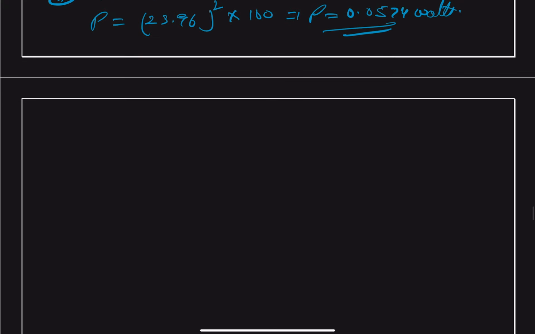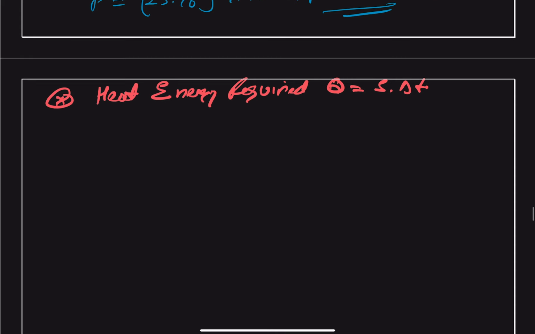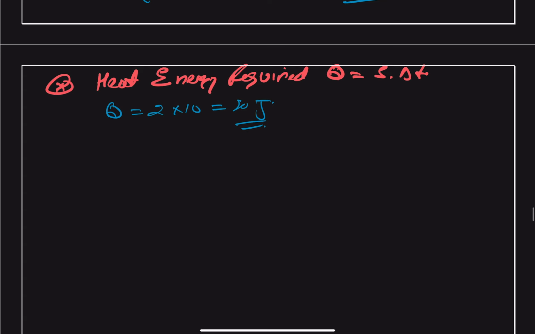So we can say the heat energy required, let us call that Q, will be equal to S multiplied by delta T. S is given to us, that is our 2, and delta T we know is our 10. So this comes as 20 joules. So we can now easily find out the time to heat the resistance.